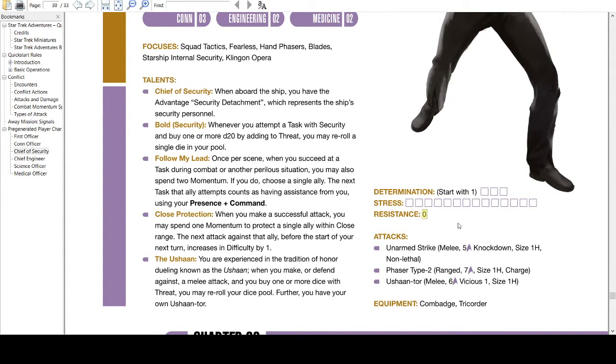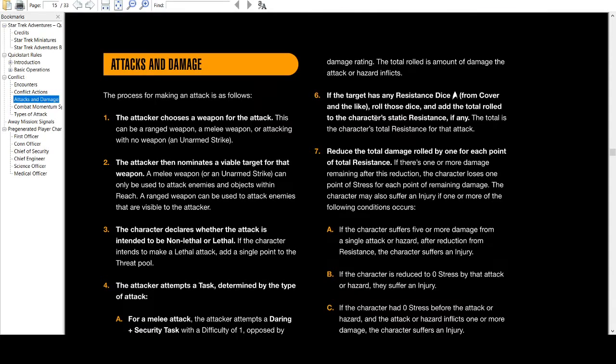Which I believe may be something that is used to reduce the amount of damage, as rolled in step 5. Because, as you said, if there's any resistance dice, you add the total roll to the character's static resistance, if any, which in most cases for the quick start, there are none. So it's more of a question of what exactly this resistance dice is. I'm guessing it's coming from things like cover, and that it's circumstantial, in the sense that only certain situations grant the resistance dice, and step 6 only becomes relevant if you have that.